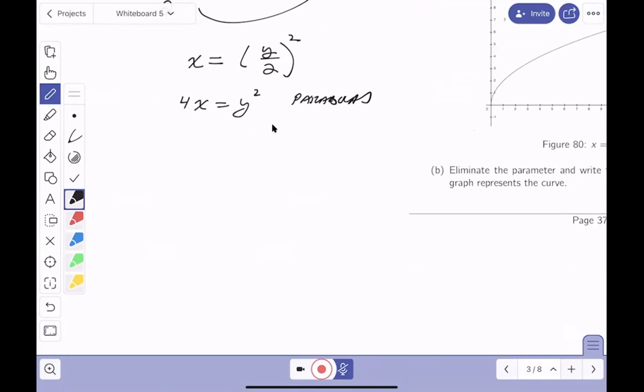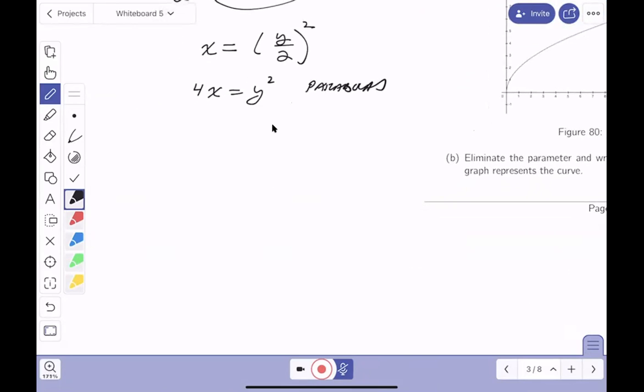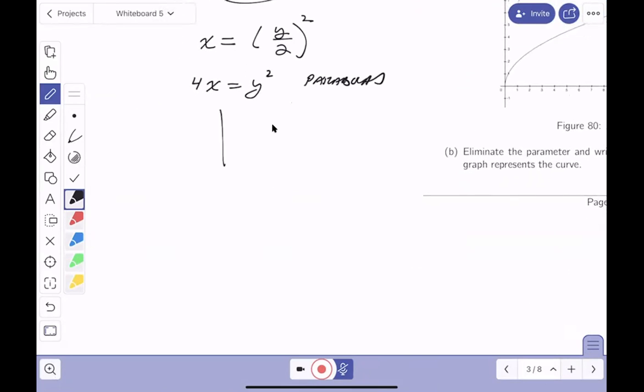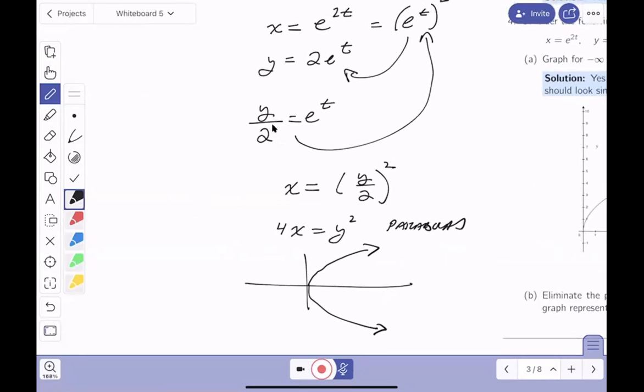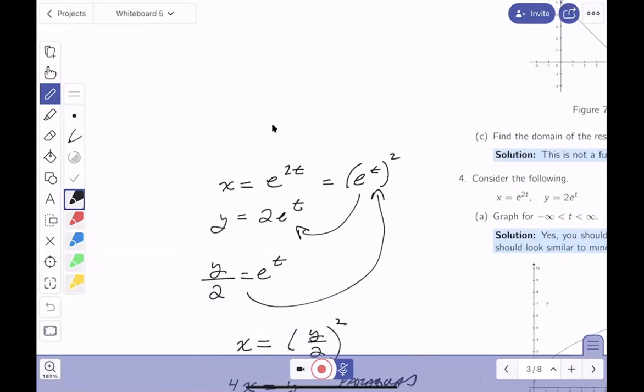And you study parabolas in Math 120, right? What does this look like? Well, this parabola looks like this, right? Fairly simple. We're not going to ask you to focus on things like the directrix. We're just going to say that's what that looks like. That's that parabola. Unfortunately, it's not the graph of the parametric. And let's describe why that is.